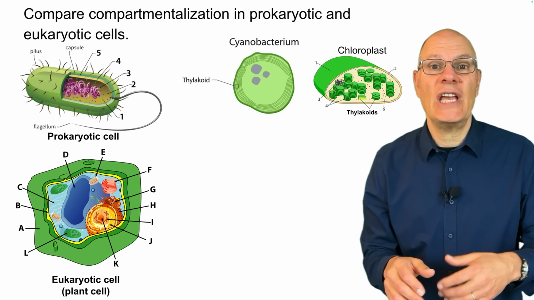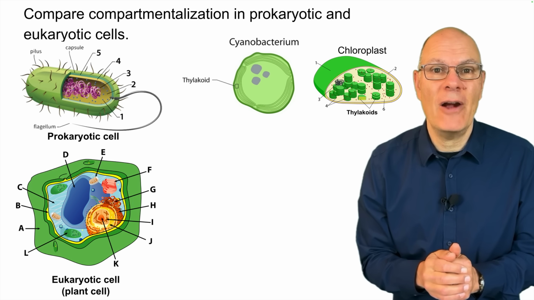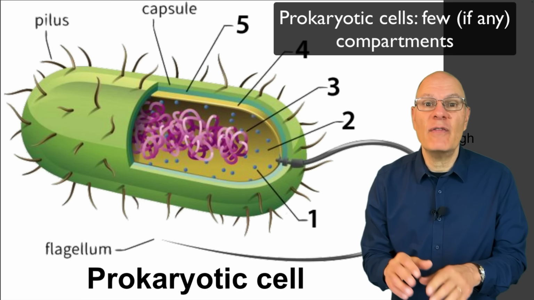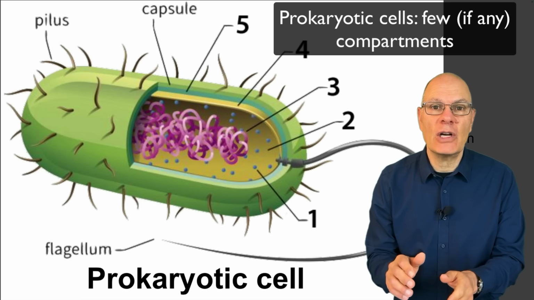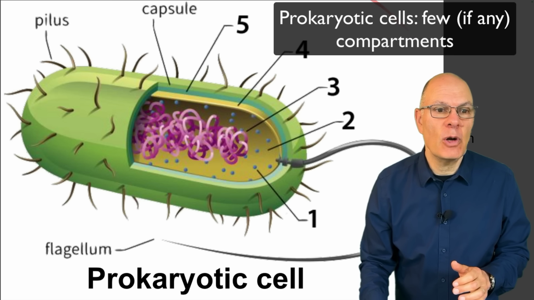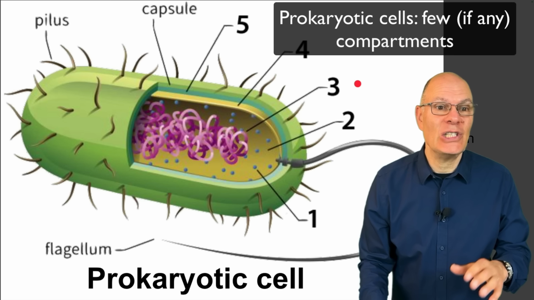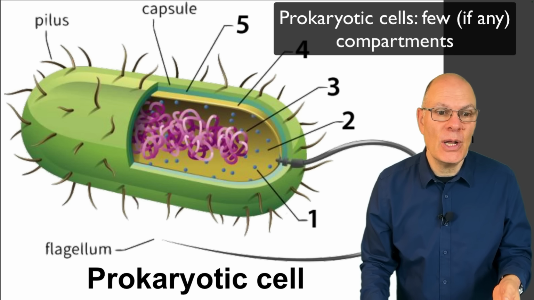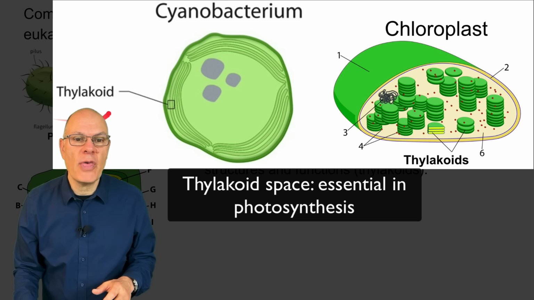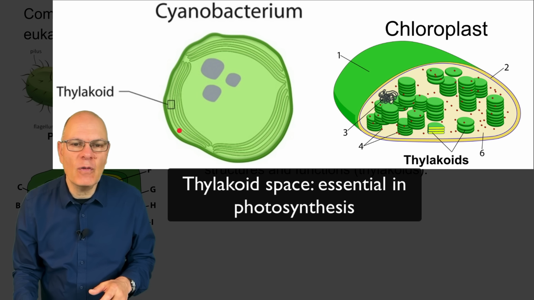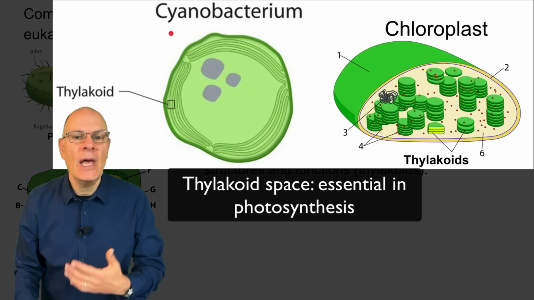Compare compartmentalization in prokaryotic and eukaryotic cells. Prokaryotic cells have few compartments, though there are internal regions with specialized structures and functions. Here's a prokaryotic cell. You can see that its internal structure is much simpler than that of a eukaryotic cell. But one notable compartment is called a thylakoid, and it's this over here in a cyanobacterium.